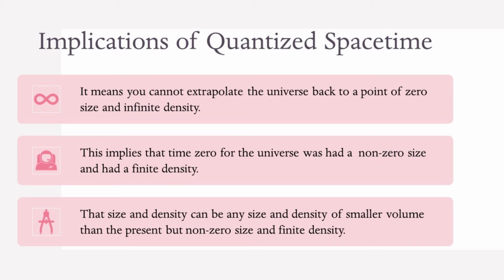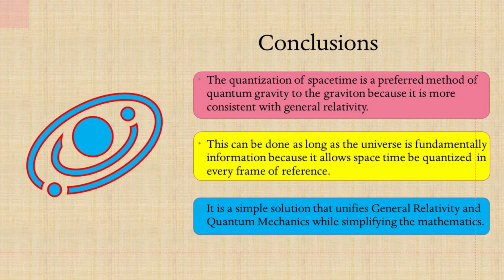That size and density can be any size and density of smaller volume than the present, but non-zero size and finite density. The quantization of space-time is a preferred method of quantum gravity to the graviton because it is more consistent with general relativity. This can be done as long as the universe is fundamentally information, because it allows space-time to be quantized in every frame of reference. It is a simple solution that unifies general relativity and quantum mechanics while simplifying the mathematics.